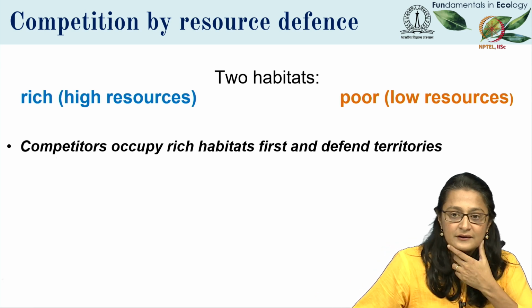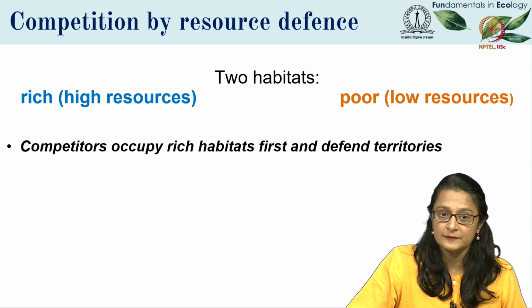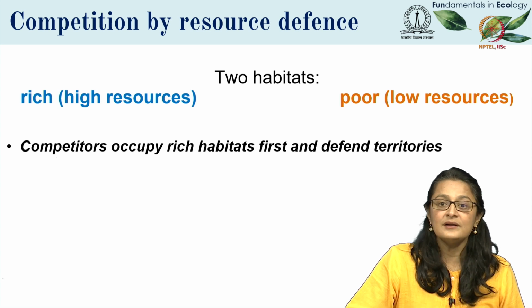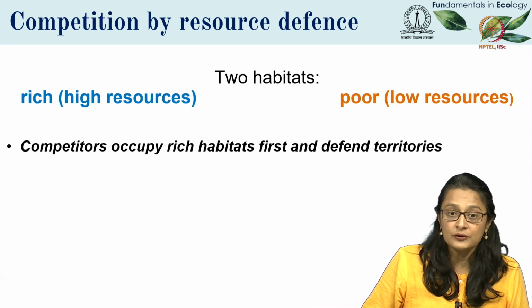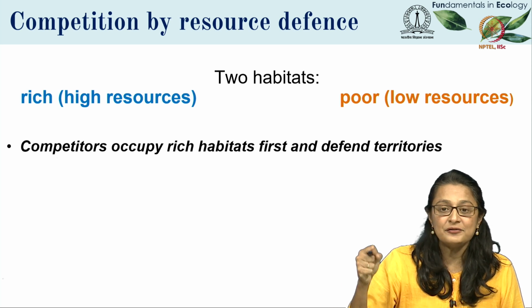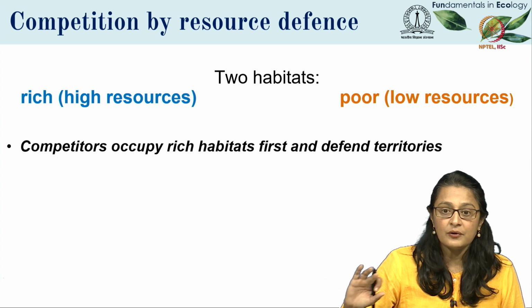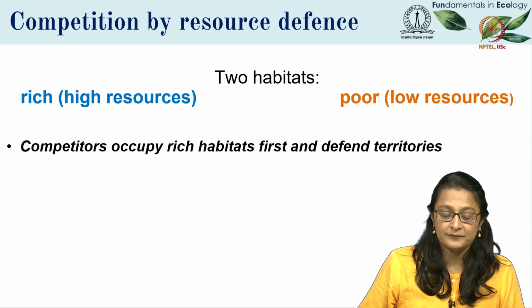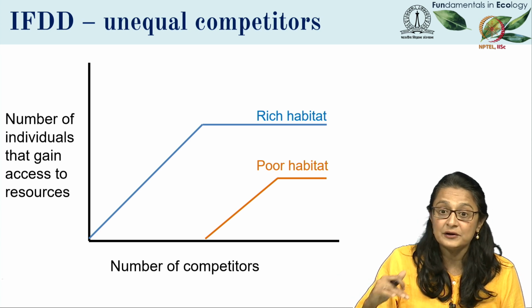So we now have to think of a situation that allows resource defense, which the ideal free distribution on its own doesn't. So let's modify the ideal free distribution, IFD, with competitors that are unequal. We still have our 2 habitats, a rich habitat and a poor habitat, and competitors occupy the rich habitat first, and they defend territories. In doing so, they don't allow subordinates to come into the environment.